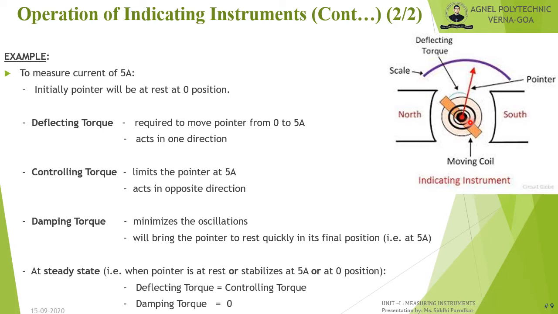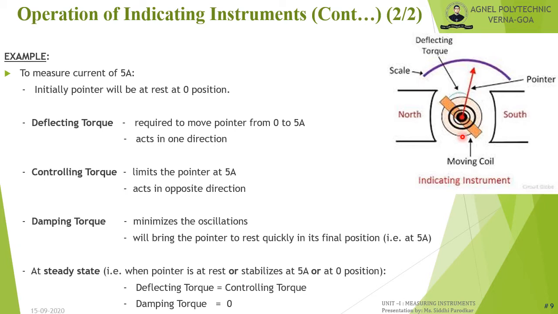Deflecting torque will cause it to move from 0 to 5 amperes and this torque will act only in one direction. Now the controlling torque will limit the pointer at 5 amperes. That will not allow the pointer to move beyond 5 amperes. So this controlling torque acts in the opposite direction to that of the deflecting torque. Now the damping torque will minimize the oscillations caused due to the deflecting torque and the controlling torque and bring this pointer to rest quickly at 5 amperes.